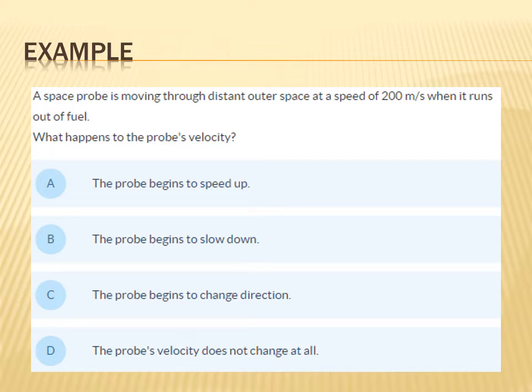As an example of this, a space probe is moving through distant outer space, out in the vast nothingness of space, at a speed of 200 meters per second when it runs out of fuel. What happens to its velocity? Does it A, begin to speed up, B, begin to slow down, C, begin to change direction, or D, that its velocity doesn't change at all?